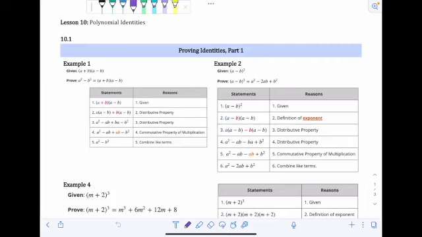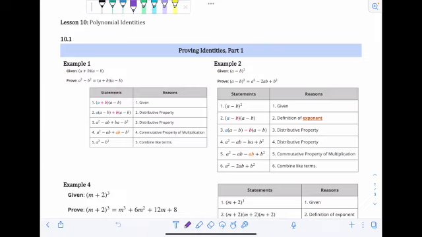Lesson 10 is polynomial identities, and the first two sections of lesson 10 are just proving them. To save you time in watching the video, I just put the proofs down there and then I'm going to explain each step. I think it'll go a lot faster than if I was writing all the reasons as well.